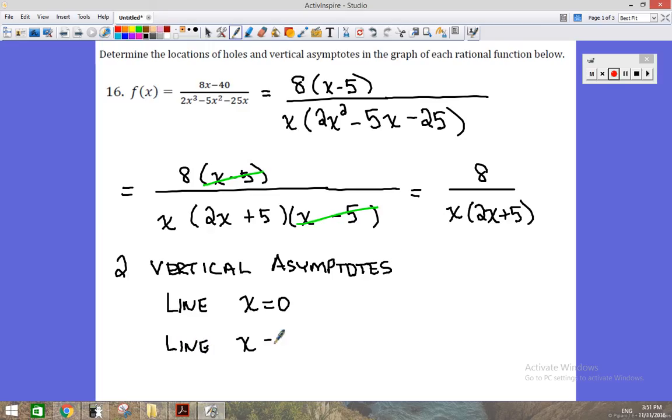and the line x equals, well, it's a two-step equation. Subtract 5 and divide by 2. Because if you come over and set that equal to 0, it just takes 2 steps to solve that. You subtract 5 from each side, and you divide by the coefficient to get x by itself. That's how I got the negative 2/5.